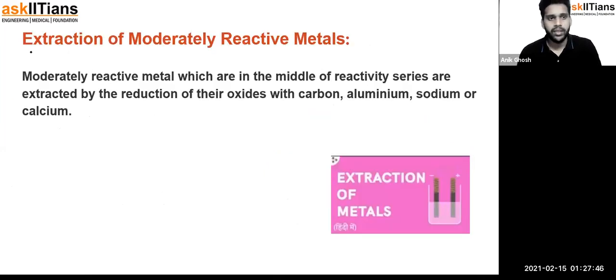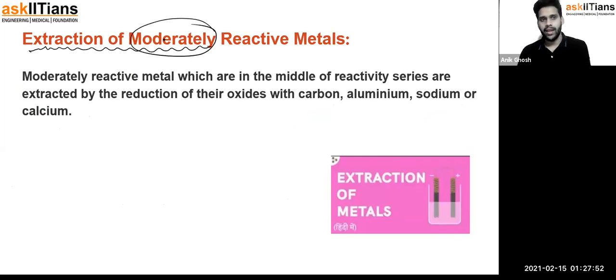Now, I think you have understood how to separate out the reactive ones. Now you are going to go through the moderately reactive ones. The moderately reactive metals, which are in the middle of the reactivity series, are extracted by reduction of their oxides with carbon, aluminium, sodium, or calcium.